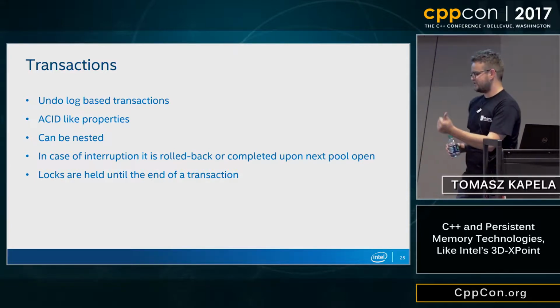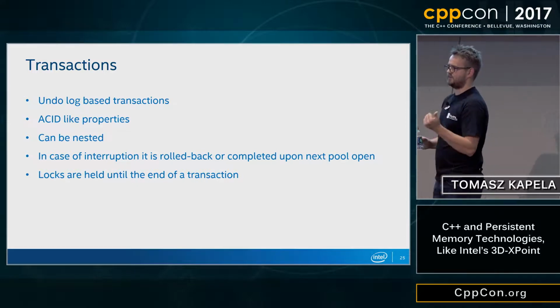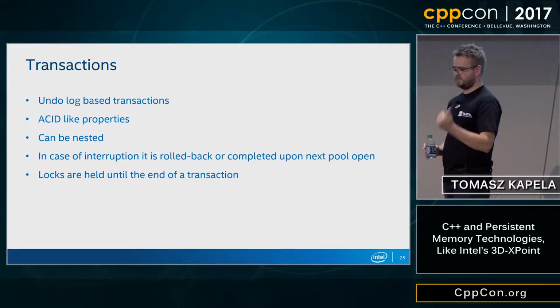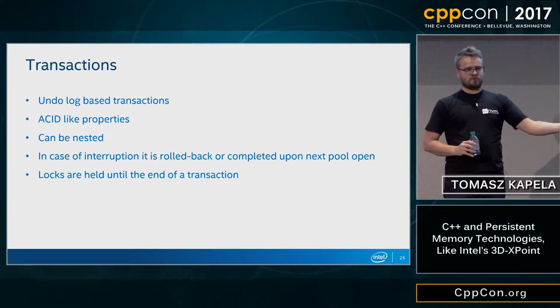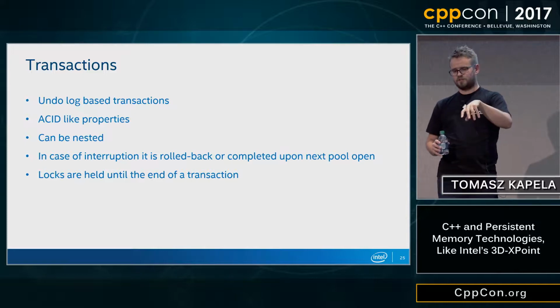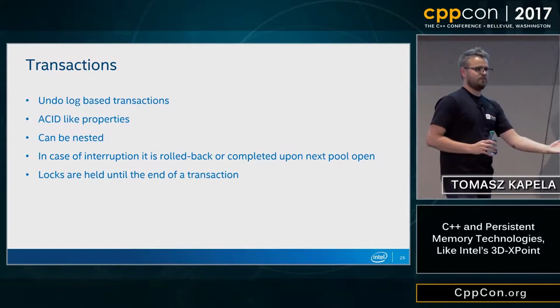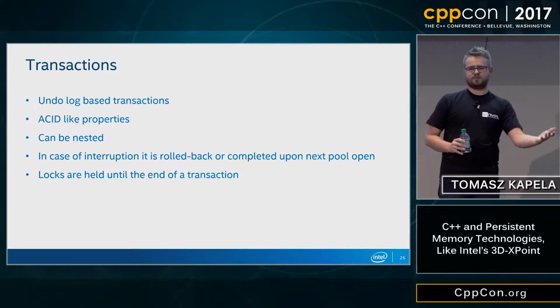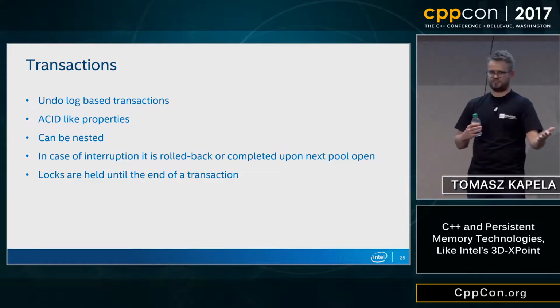So for the transactions, the decision we made is that we're going to do undo log-based transactions, and that is because of visibility. If we decided to do redo log transactions, the changes would be made visible only if you decided to commit the transaction. And it's not really the natural way of writing algorithms, right? Your steps depend on one another, usually.